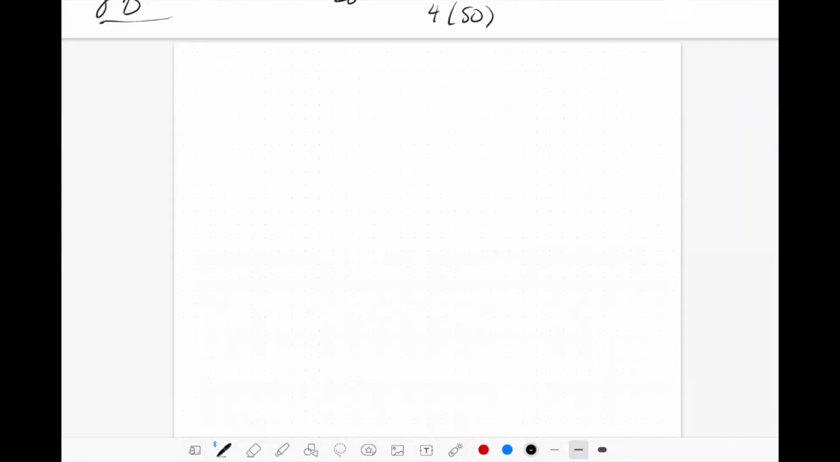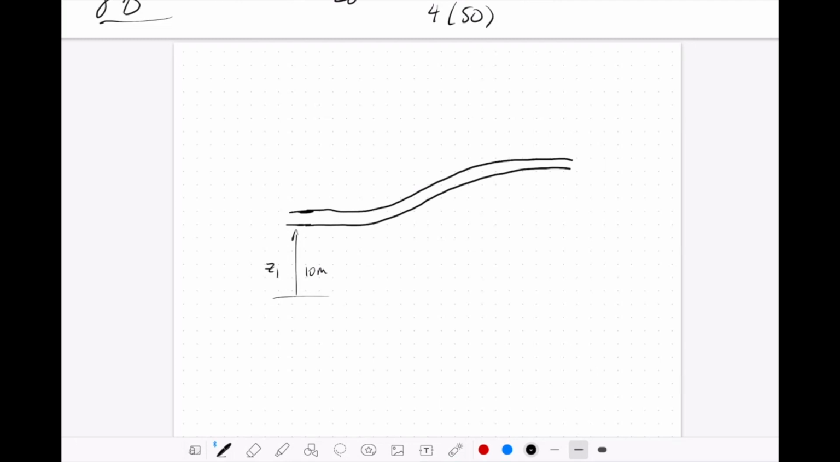So what I mean by this, our pipe has a length of 50 meters and it goes from a height of 10 meters to 15 meters. So this is our pipe section 1. It has a distance Z1 of 10 meters. And it travels 50 meters, some distance, and it goes to section 2 with a Z distance of 15 meters.